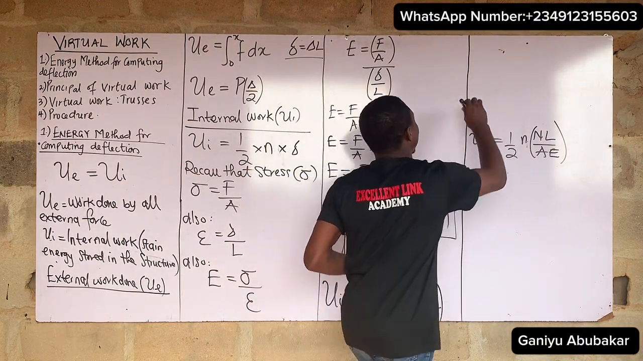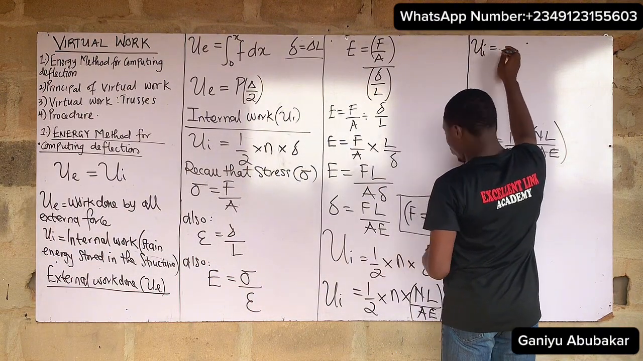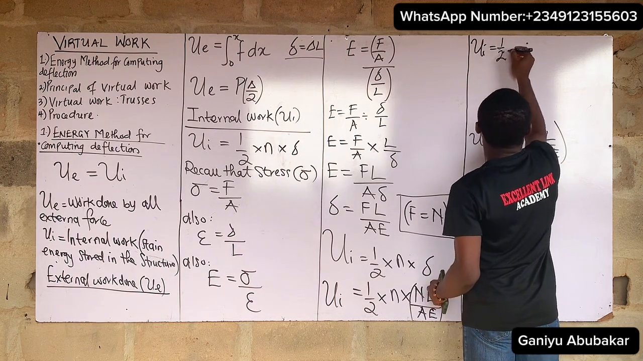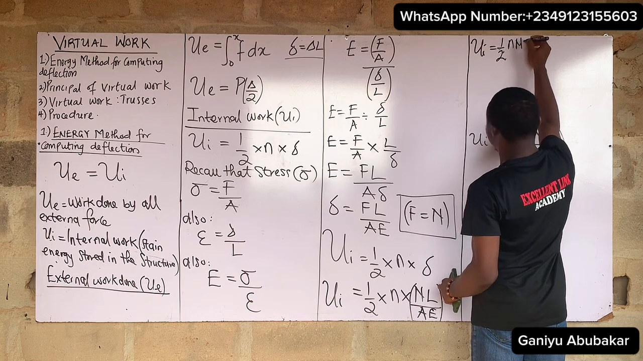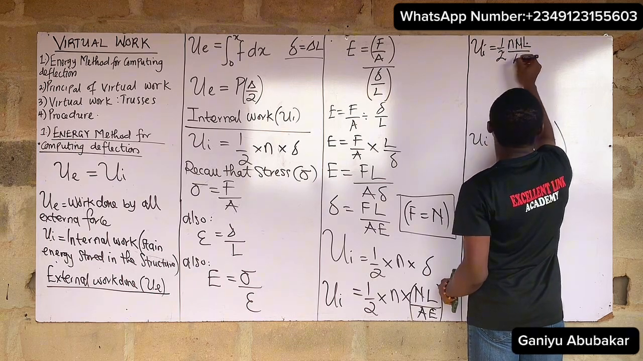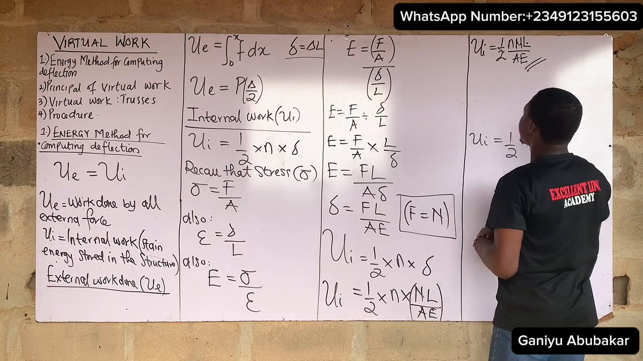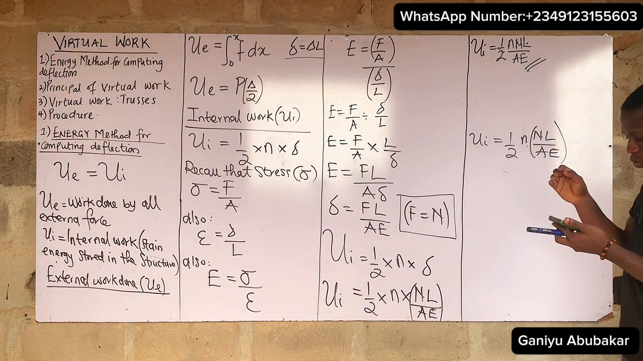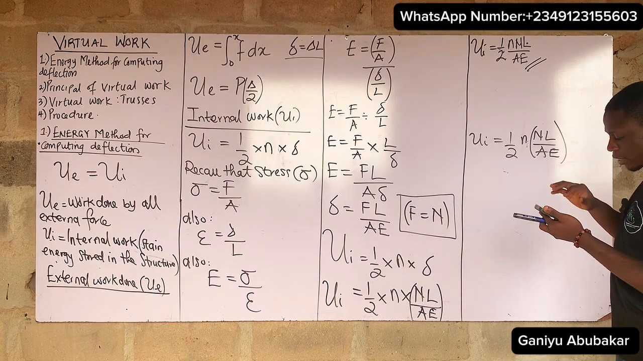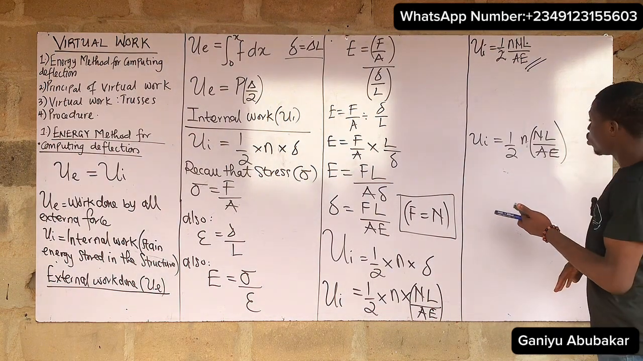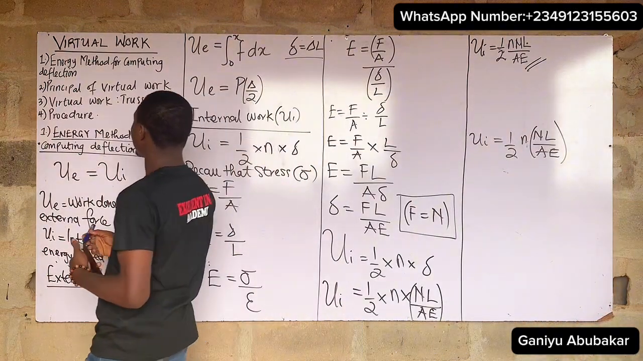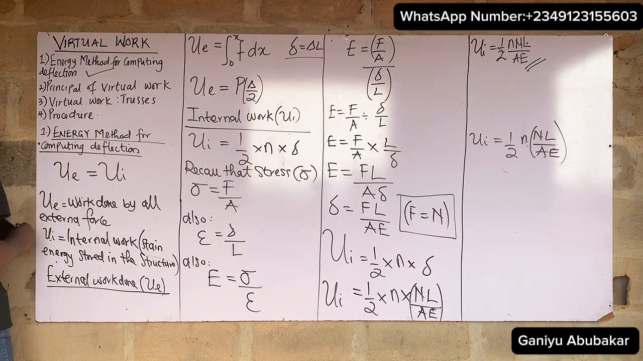So I'm saying that UI is equal to 1 over 2 n capital N L over A E. This becomes my mathematical expression for internal work. So I have this one here as my expression for internal work. So we're done with the derivation. That's your first task. So we are done with the first concept there, called the energy method of computing deflection.